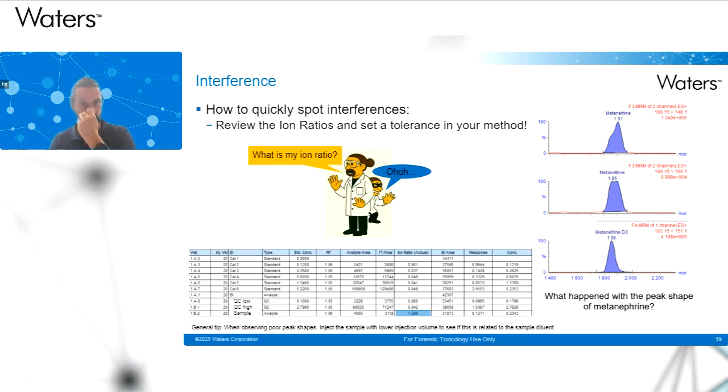And I believe, Martin, you are asking the perfect question. What is my ion ratio? Because it is the ion ratio that will typically indicate if there is an interference present for your analyte. In order to be able to measure an ion ratio, we do need to acquire at least 2 different MRM transitions for the one compound.